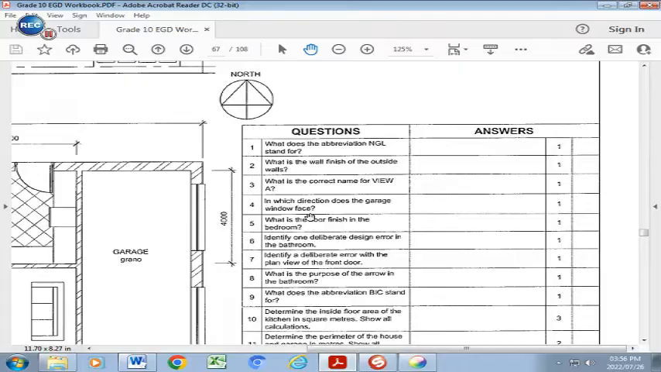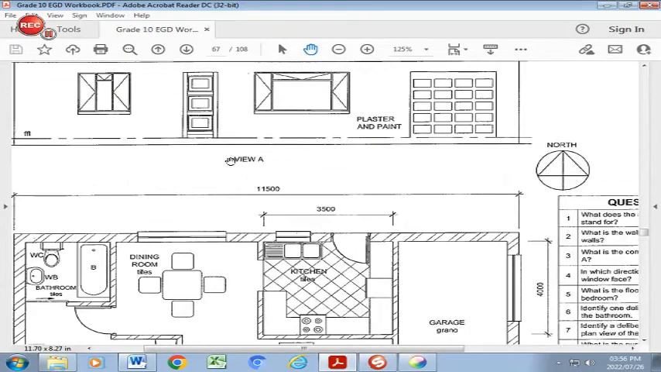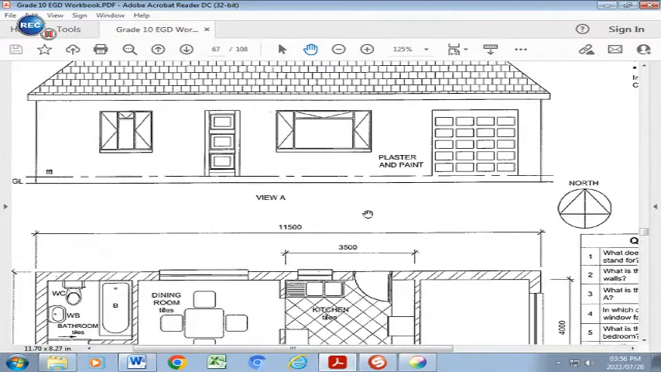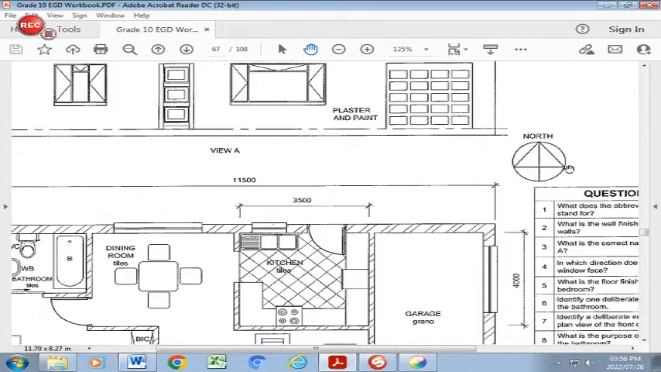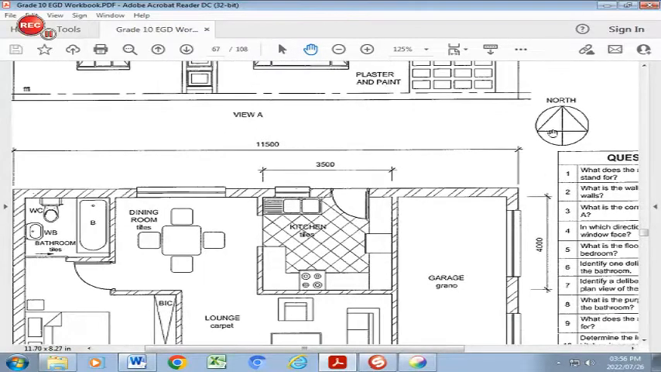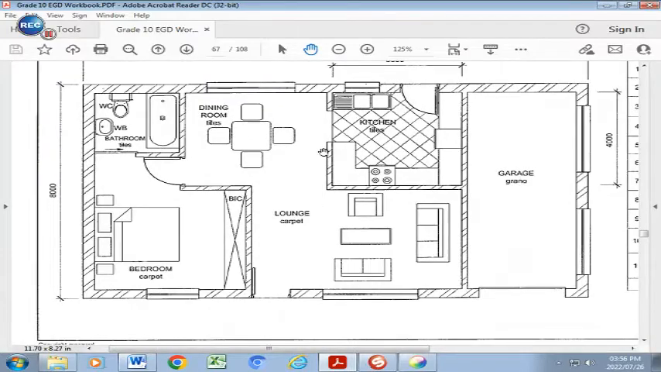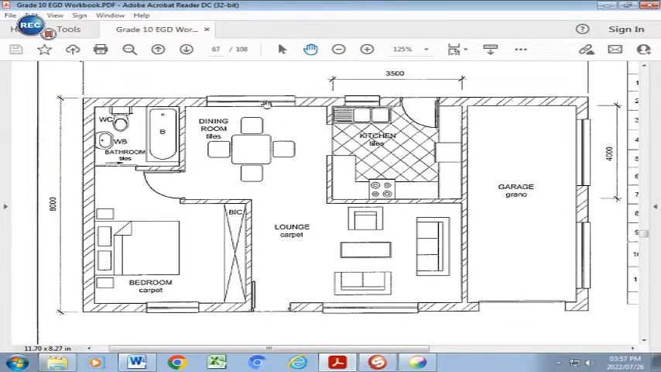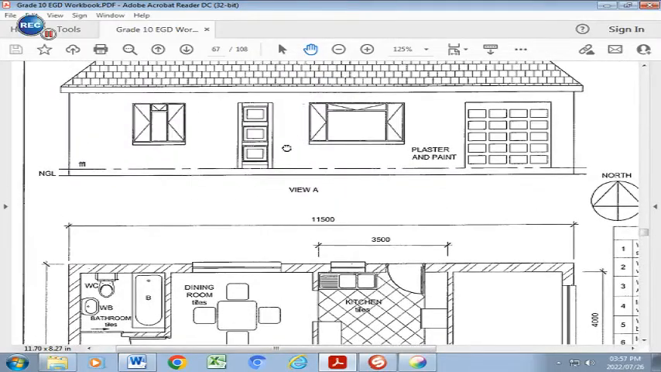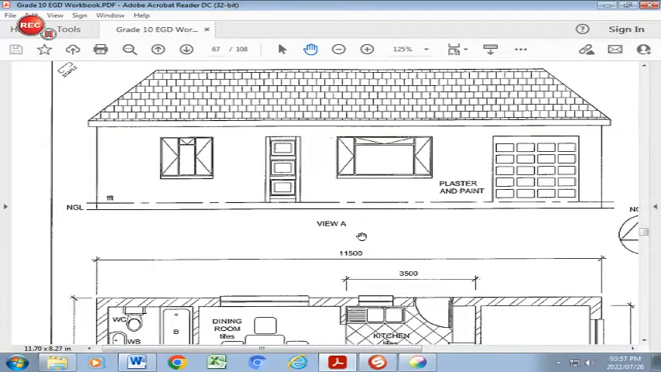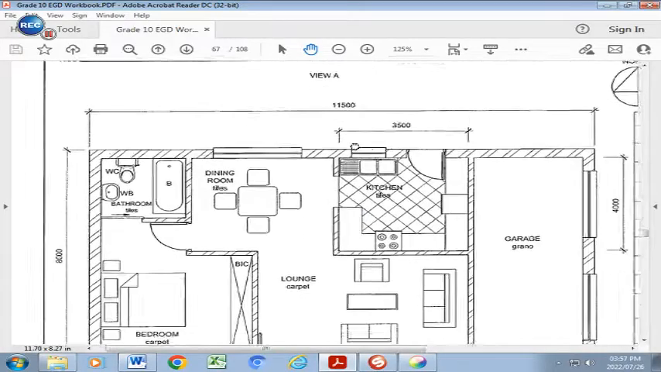Question number 3, what is the correct name for the view at A? Here is a label view A, but we need to replace it with the correct name of this particular view. For that, you will have to use your north direction symbol. If I take my north direction and place it right in the middle here, this side of my wall would be my north elevation, because the point of my arrow points to this wall over here. Opposite to that would be my south elevation, which is going to be this view that we see here. This view at A can be replaced as south elevation.